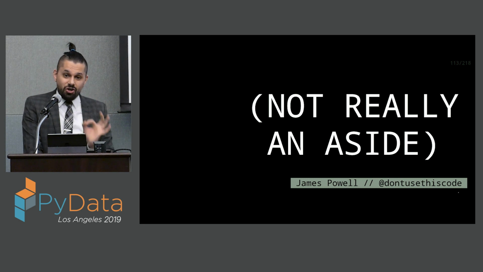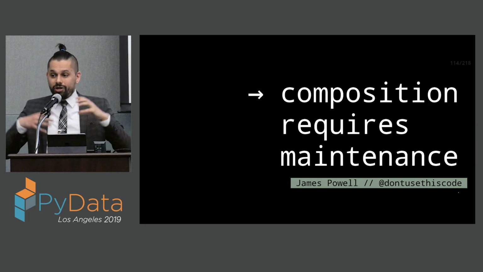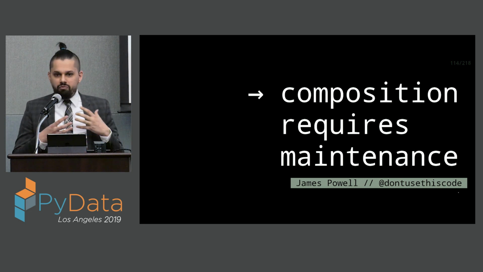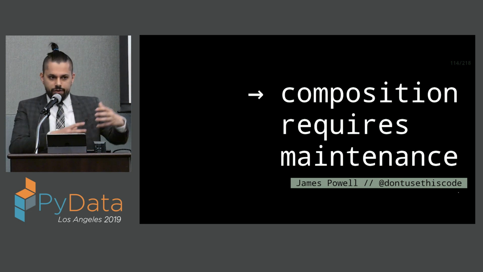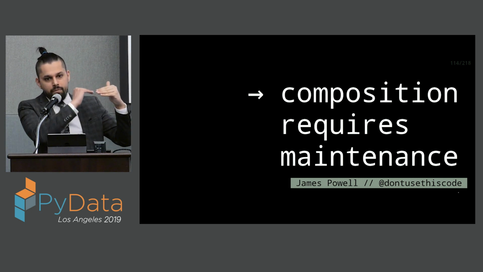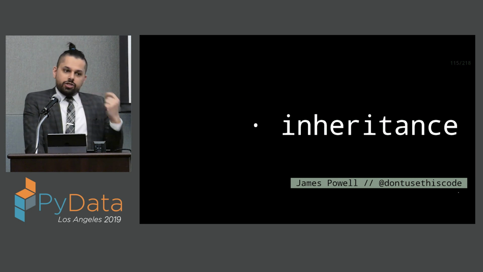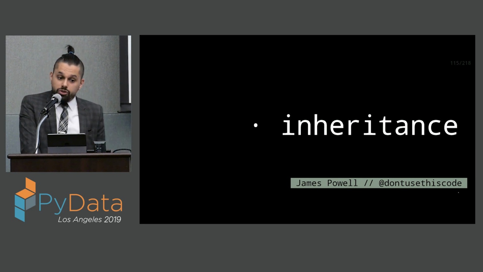But it turns out this is also not really an aside, because what it tells us is that the compositional mechanism for extending a type requires a lot of maintenance. You have to constantly be tracking down the thing that you're composing, or the thing you're composing against, and make sure that you're always mocking out or stubbing out every single method that it provides. And so that leads us to maybe looking at the other approach, the inheritance approach.